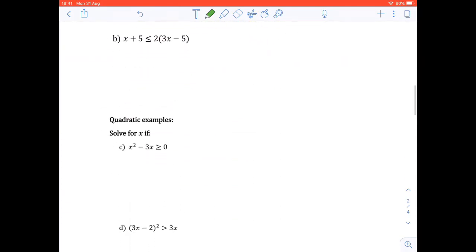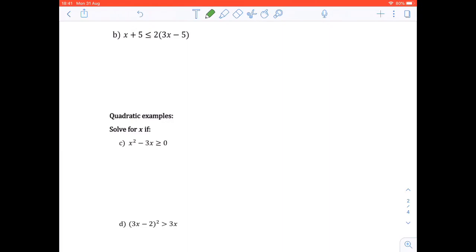Next example. x plus 5 is less than or equal to 2 open bracket 3x minus 5 close bracket. First step, we have to get rid of the bracket, so let's multiply in that 2. That becomes 6x minus 10. Let's take the x over to the other side. Actually, I'm going to bring it over to show you what happens.